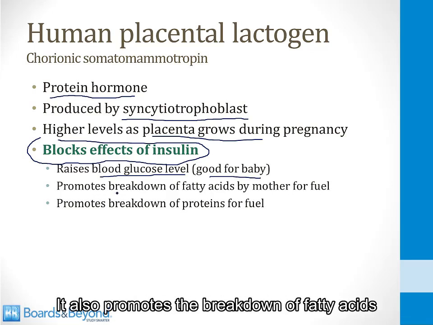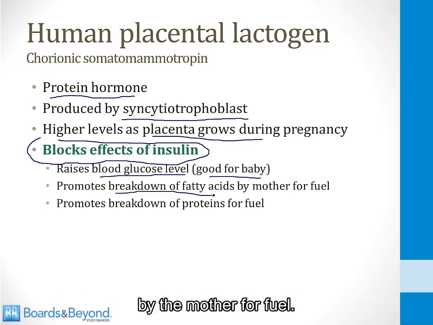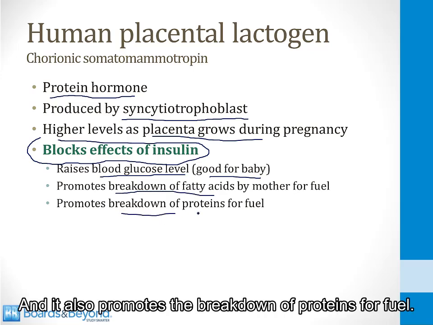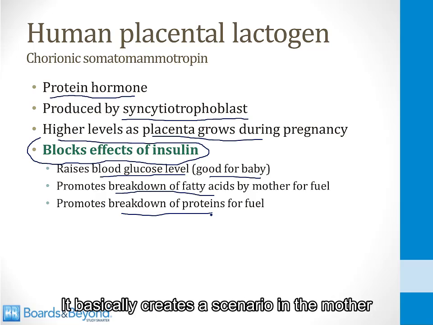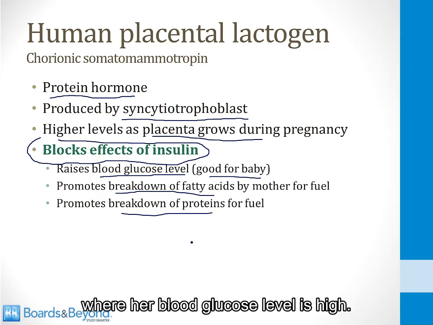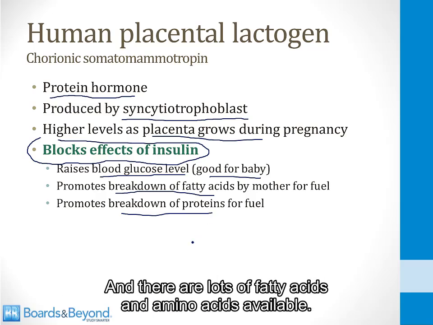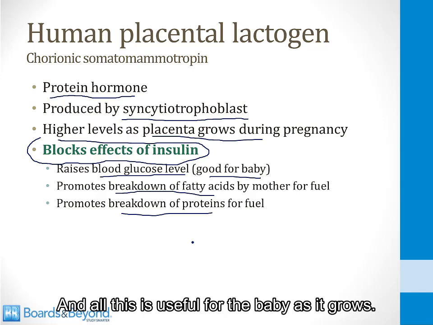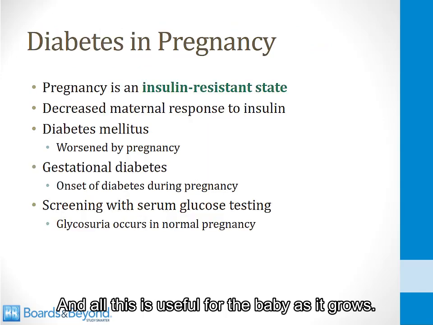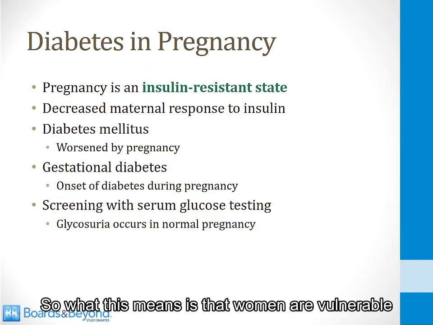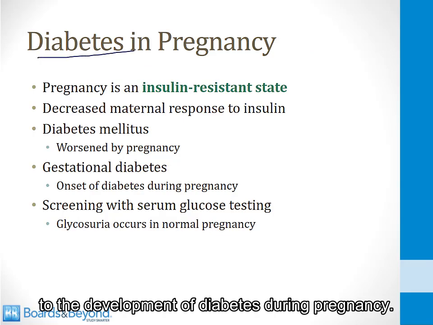It also promotes the breakdown of fatty acids by the mother for fuel, and it also promotes the breakdown of proteins for fuel. It basically creates a scenario in the mother where her blood glucose level is high, and there are lots of fatty acids and amino acids available, and all of this is useful for the baby as it grows. So what this means is that women are vulnerable to the development of diabetes during pregnancy.